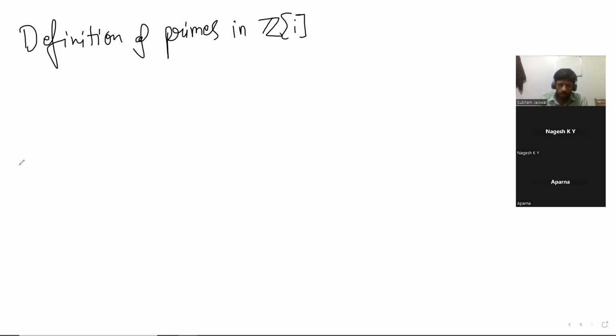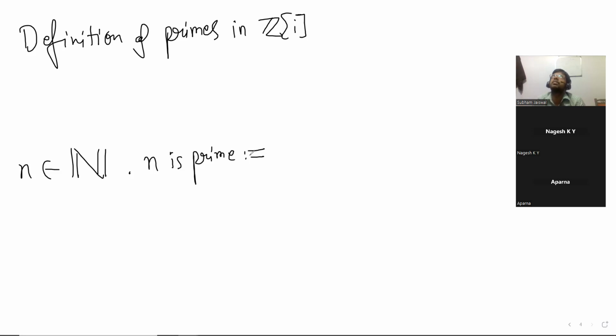So n is a natural number. n is a prime. When is n a prime? What's the definition? So that it can't be written as a product of two smaller numbers. Yes, maybe that's the kind of definition which we should look for, right?